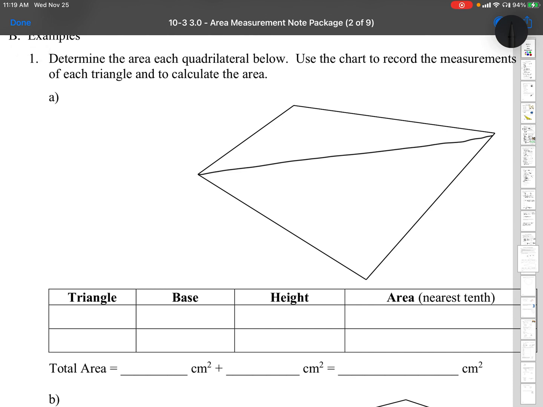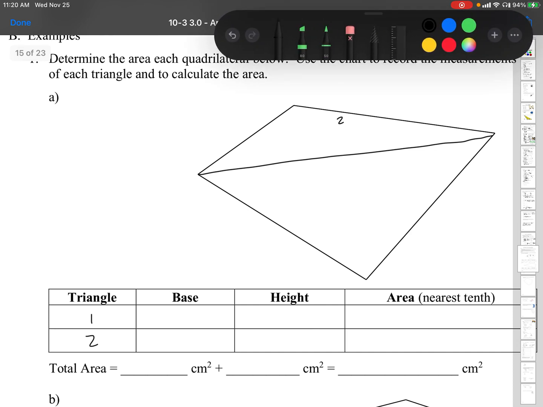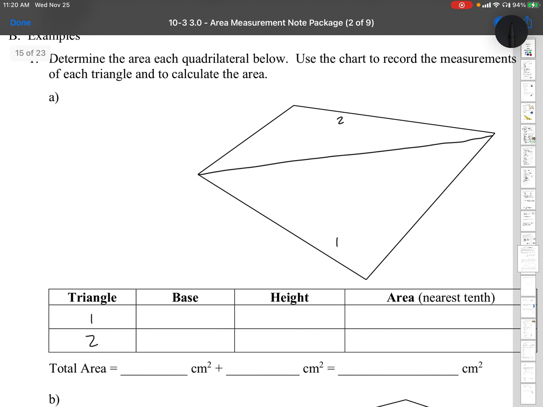In order to find the area of a triangle, you need both the base and the height. So I'm going to call this triangle 1. I'm going to call this triangle 2. Okay, and so you need the base and the height. Now, if we look at that top triangle number 2, its height is right here, and its base is that horizontal line. Likewise, the height for triangle number 1 is that guy right there.